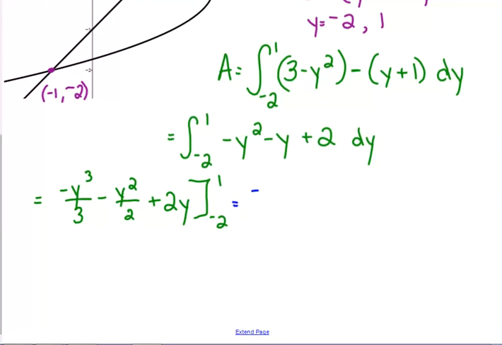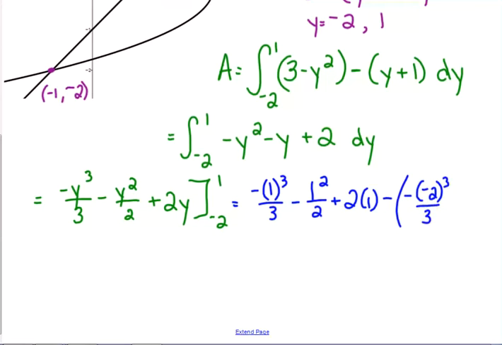So let's plug in our limits. We've got -1 cubed over 3 minus 1 squared over 2 plus 2 times 1 minus, be careful with this, lots of negatives here. So we've got a negative that was already in front of the y, and the 2 is negative. So I'm being sure to put that in parentheses so that I don't mess that up. All right, so 1 cubed is 1, but there's a negative in front of it. So that's a -1/3. And that's a -1/2 plus 2.